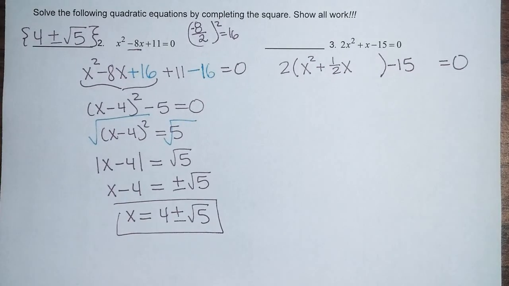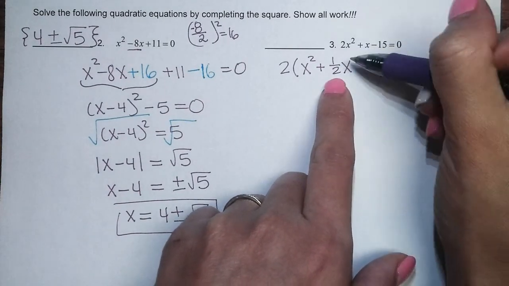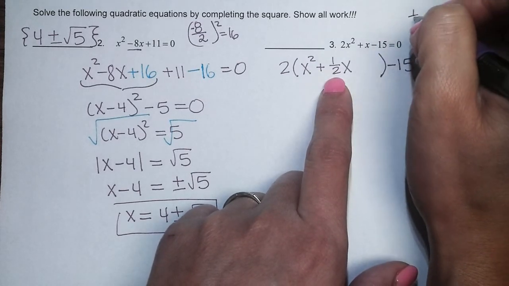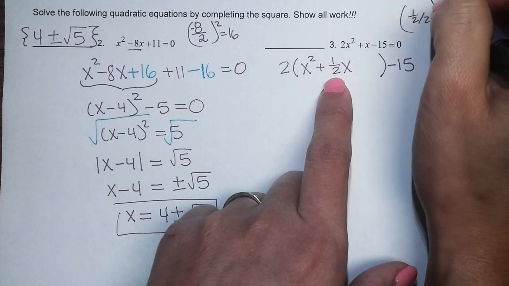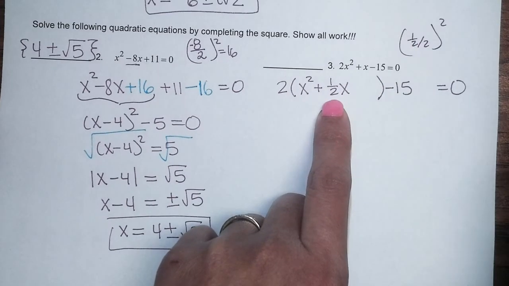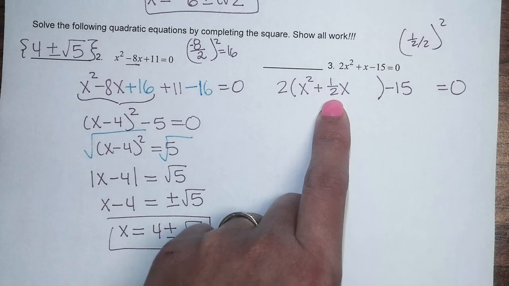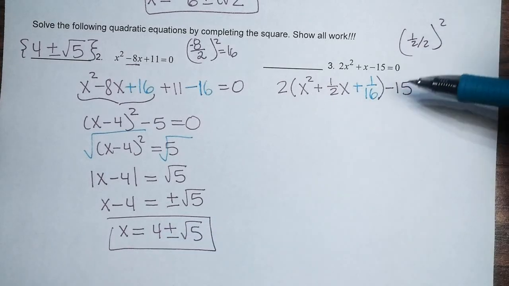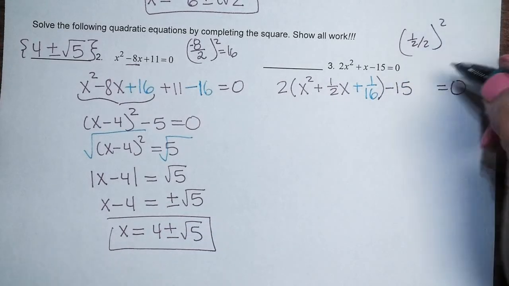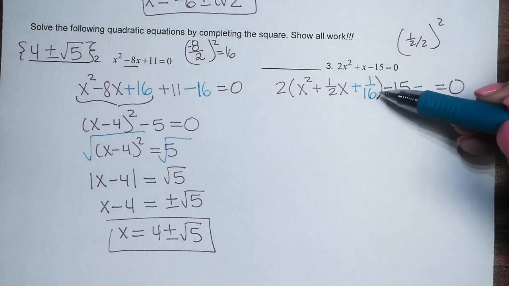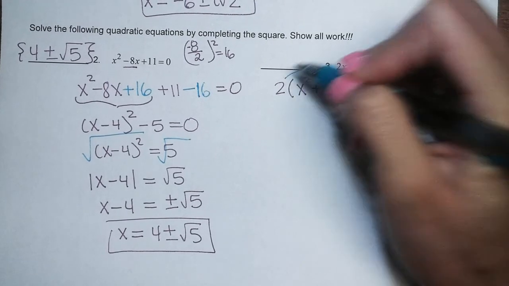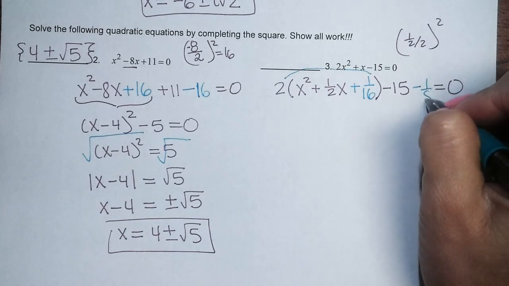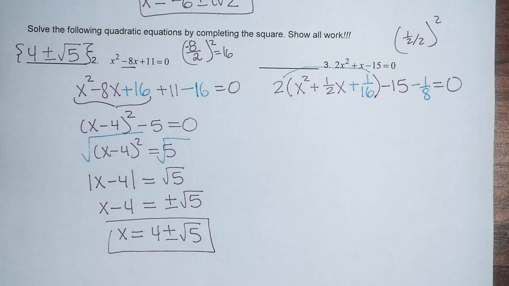So remember, to complete the square, we need to take the linear term, so 1/2, divided by 2 and square it. 1/2 divided by 2 is 1/4, and if I square that, that's going to be 1/16. So plus 1/16. And now remember that I need to keep this equation balanced, so I need to subtract, but you have to be careful. We're not going to just subtract the 1/16. We have to multiply our 1/16 times the coefficient of 2. So that is a 1/8. I'm supposed to subtract 1/8 to keep the equation balanced.